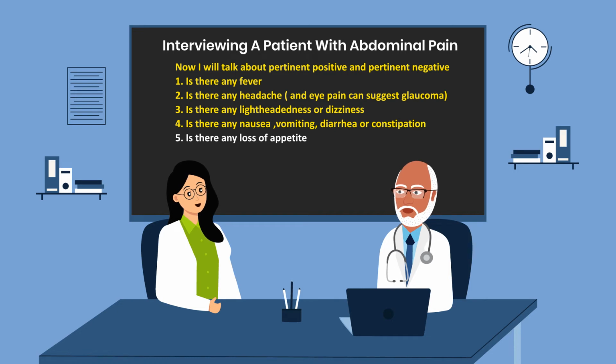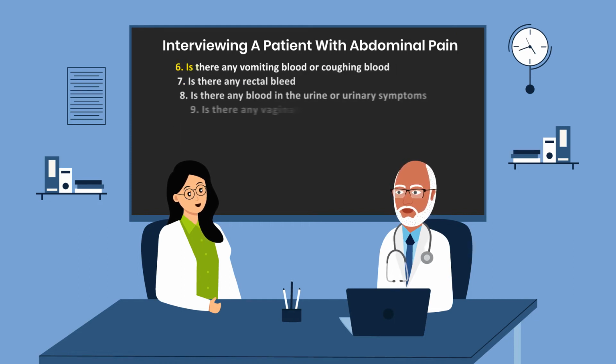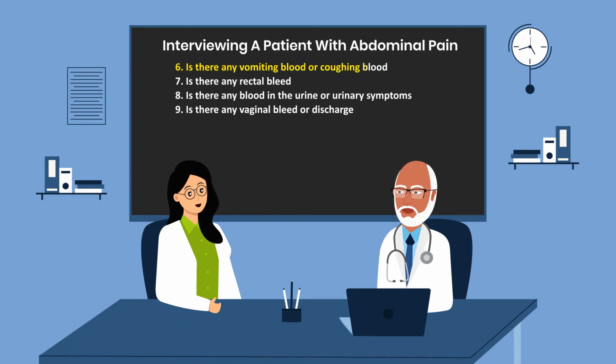Next, is there any nausea, vomiting, diarrhea, or constipation? I want to know, are there any associated GI symptoms with the abdominal pain? Next, is there any loss of appetite? Normally, in abdominal pain that is of significance, appetite goes. Next, is there any vomiting blood or coughing blood, especially in the alcoholics or persons with peptic ulcer disease? Next, is there any rectal bleed? Rectal bleed in persons with abdominal pain could suggest liver involvement, such as cirrhosis, resulting in portal hypertension.